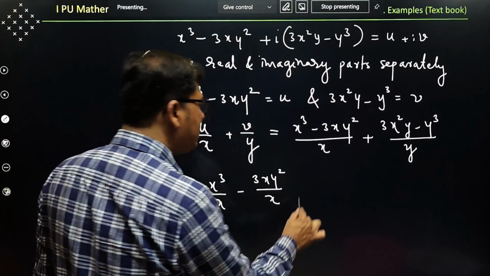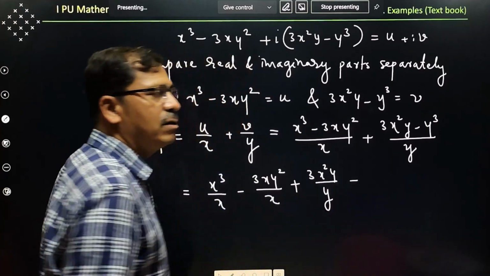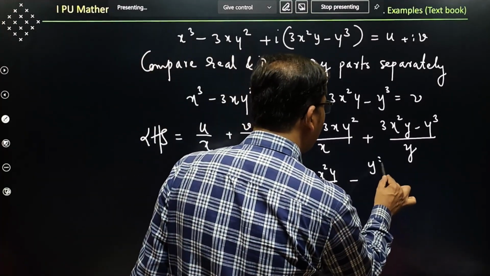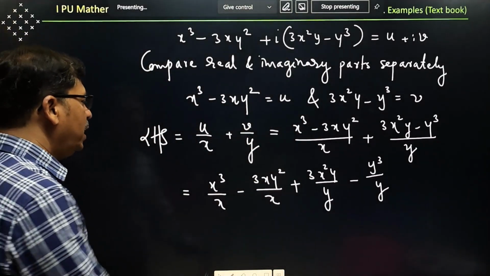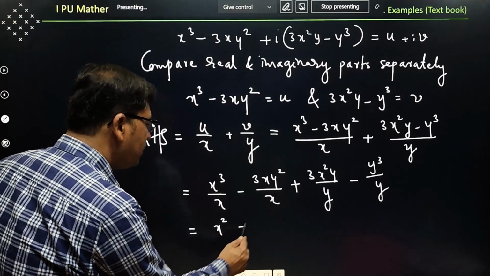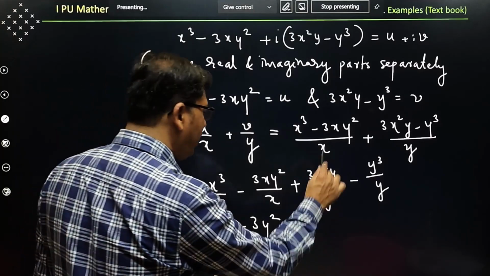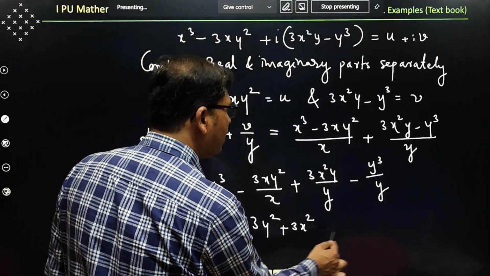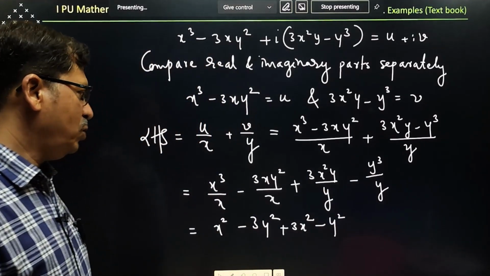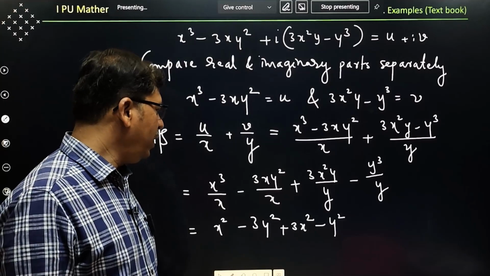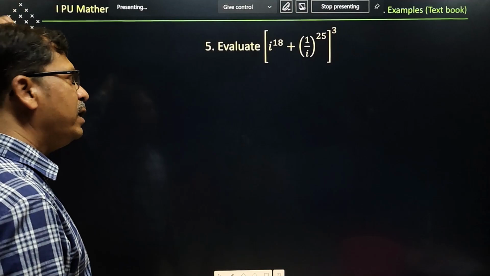So this is equal to x³ divided by x minus 3xy² divided by x plus 3x² divided by y minus y³ divided by y. So this leads to x³ by x leads to x², minus x cancels, 3y². Next y cancels, plus 3x². y³ divided by y leads to y².